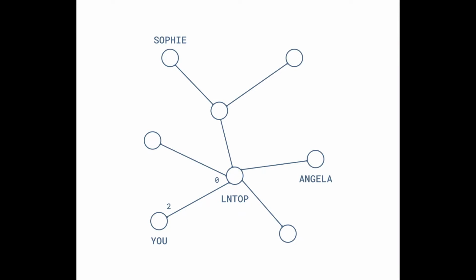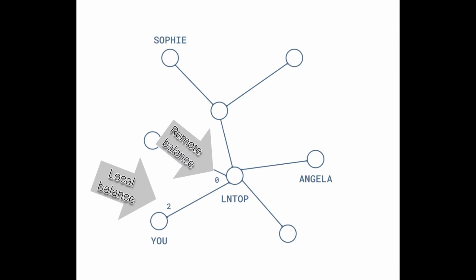As a reminder, there's what are called a local balance and a remote balance. Or said another way, outbound liquidity. These are sats you can spend out. And then there is inbound liquidity, or sats that can be spent into you.